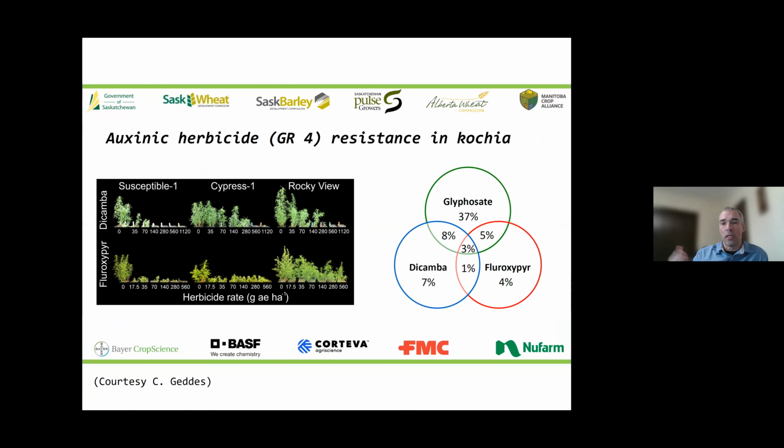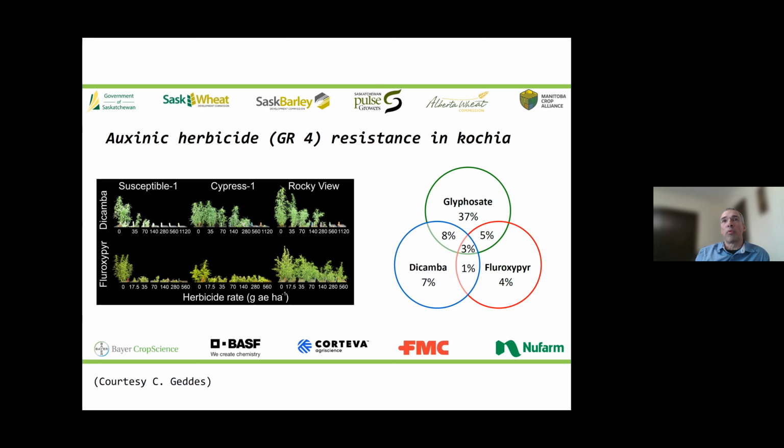And not only is all the kochia in Western Canada resistant to group 2s, a good portion of it now is resistant to glyphosate, and that portion has increased quite dramatically from one survey to the next. But now in Alberta, they've also discovered dicamba and fluroxypyr resistance. So we've got 3-way resistance in kochia.